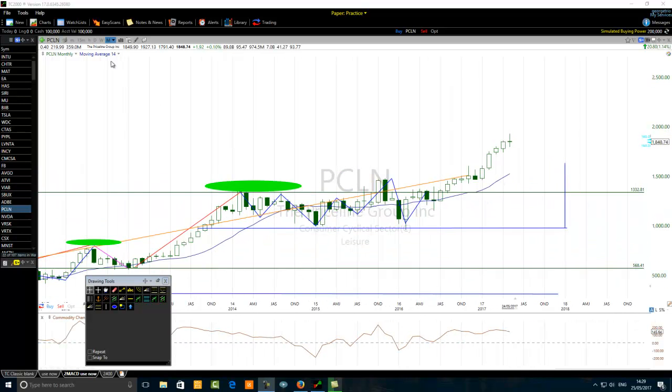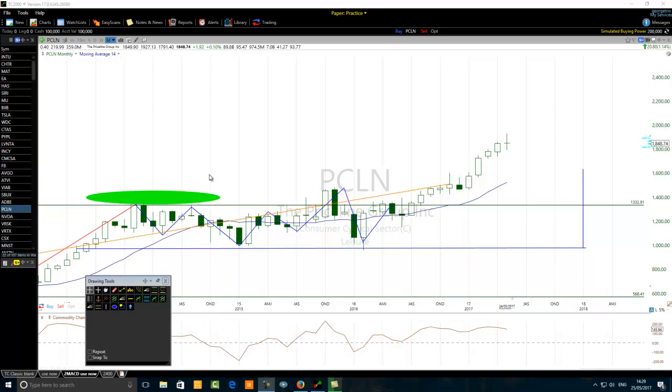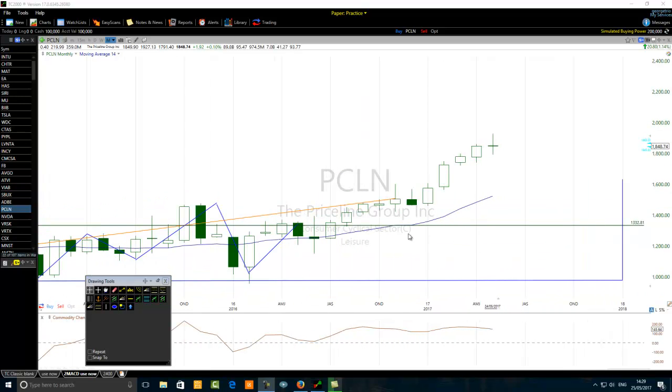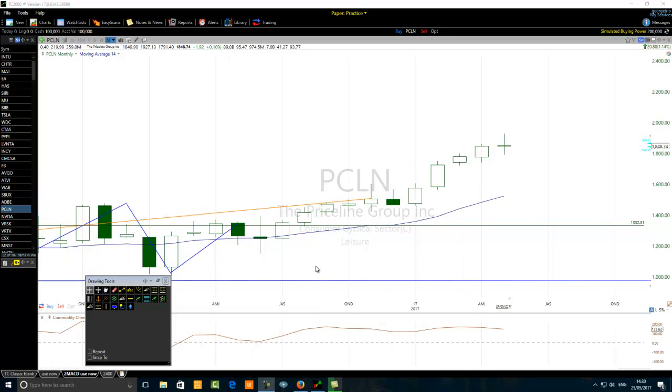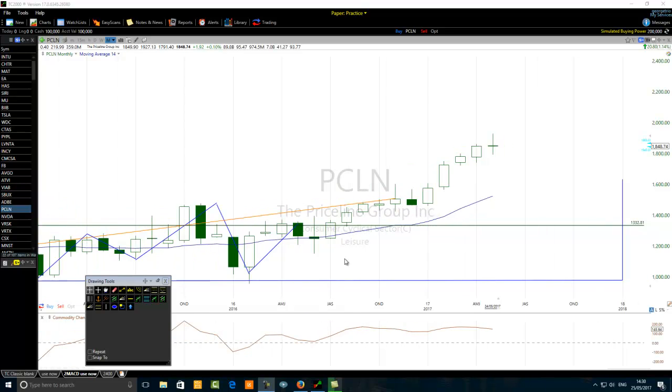So you see here, I'm on the monthly chart of the Priceline Group Incorporated, epic PCLN, Papa Charlie Lima November. This is an American stock that belongs to the consumer cyclical sector. As you can see on this monthly chart, we have a Doji here.